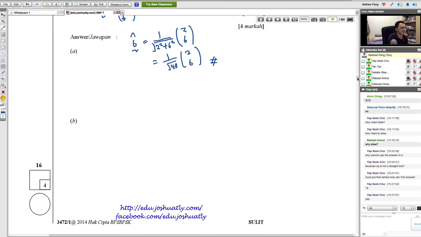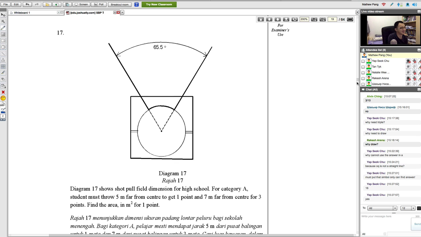I do not want to have so many, because it's going to take a lot of time. Okay. I think this is one of the hot questions also, or you call it KBAT, because the question is not so direct. So, okay, I will explain about this question. You see diagram 17.